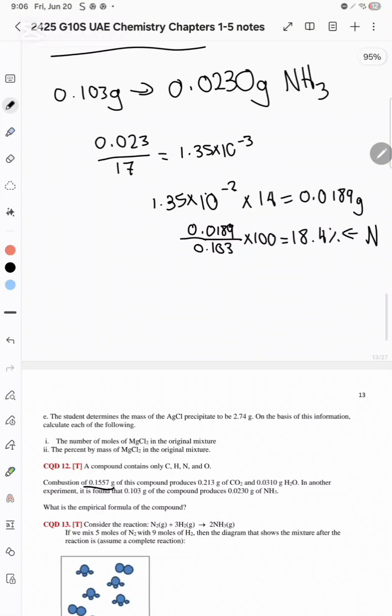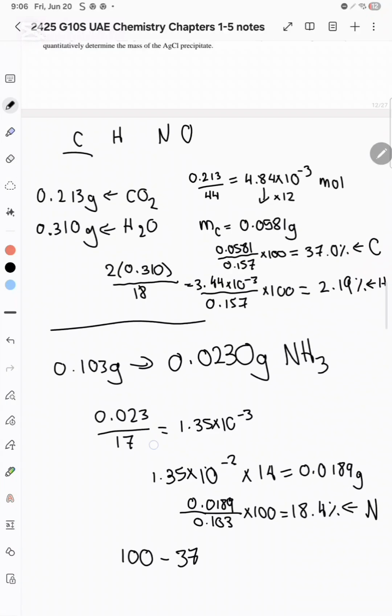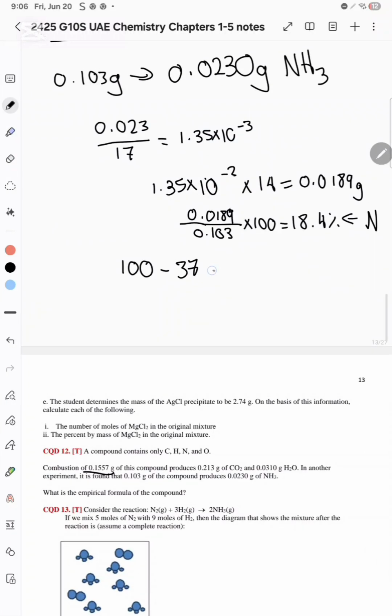And now for the last step, for oxygen, we're just going to do 100 minus all of these to get how much is oxygen, because oxygen is whatever is left. So 37, which is for carbon, minus 2.19, which is for hydrogen, minus 18.4, which is for nitrogen, will give us 42.4, which is for oxygen.